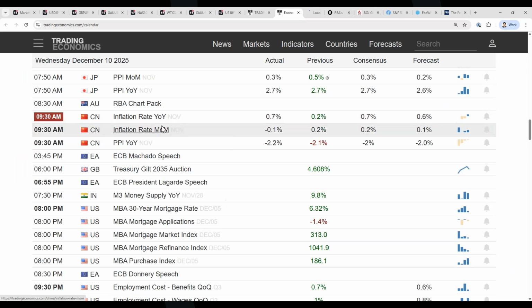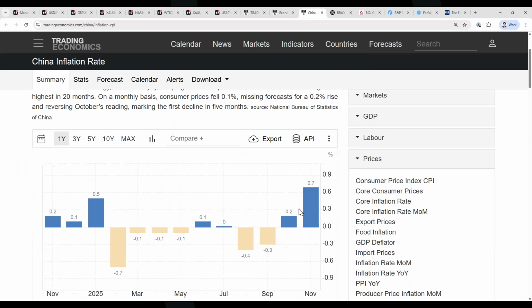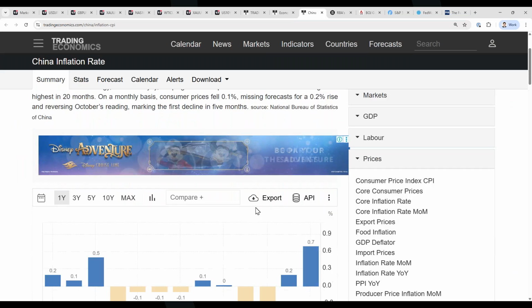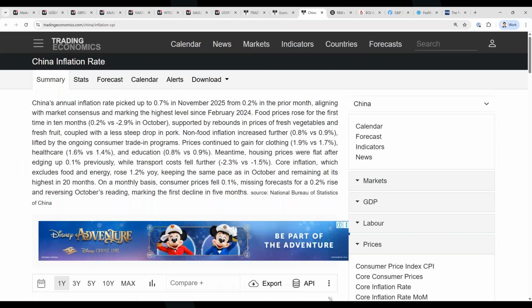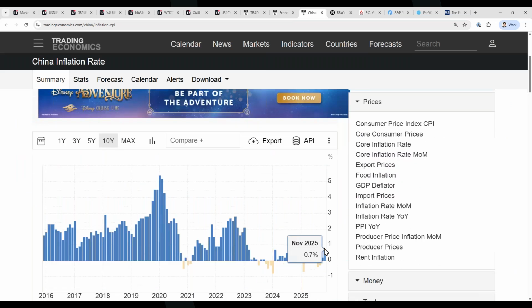October. So if you look at the trend of the inflation rate in China, it has slowly recovered. This spike up to 0.7% makes it the highest number since February 2024. So if you look at the 10-year trend, it's actually slowly picking up.